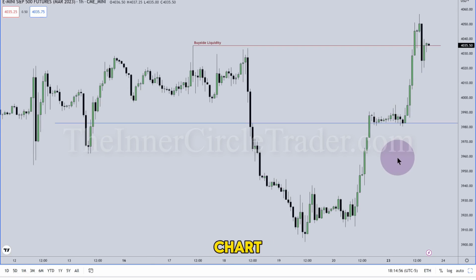All right, the hourly chart. You can see the buy side liquidity, relative equal highs here. We have consolidation. The market leaves the consolidation, trades down to a smart money reversal, low risk buy, accumulation, reaccumulation.